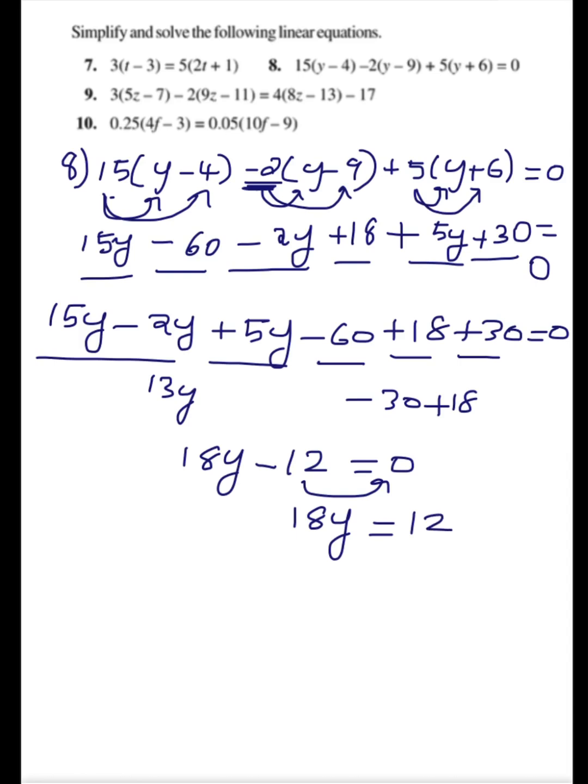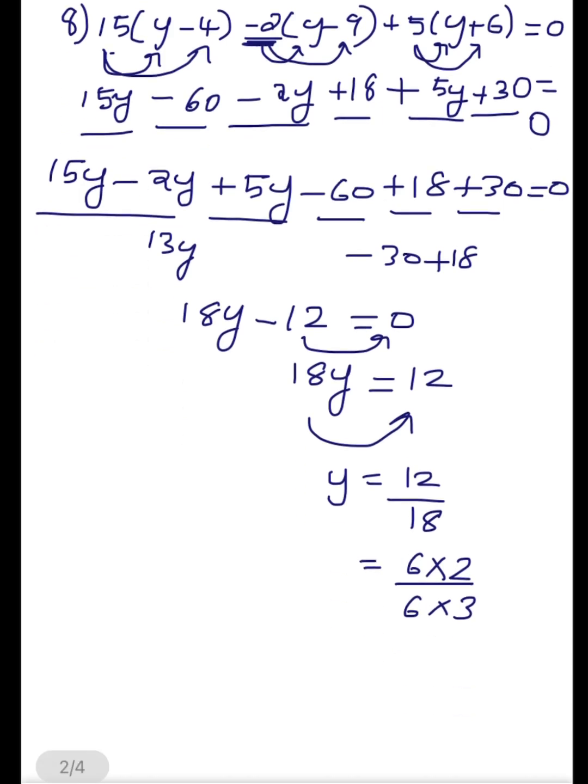Okay. Now 18y means what? 18 into y. So this 18 also can be taken to other side. So y equals 12 divided by 18. And you will see that both 12 and 18 have got a common factor, which is 6. So 12 can be written as 6 into 2 and 18 can be written as 6 into 3. So that both this 6 will get cancelled and you will get only 2 by 3, or y equal to 2 by 3 will be the correct solution for this question. Understand?